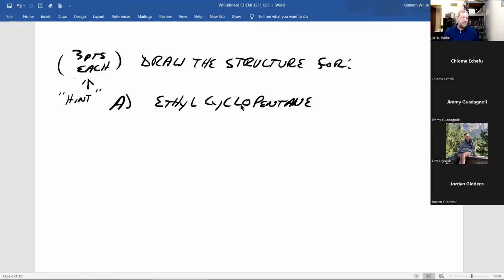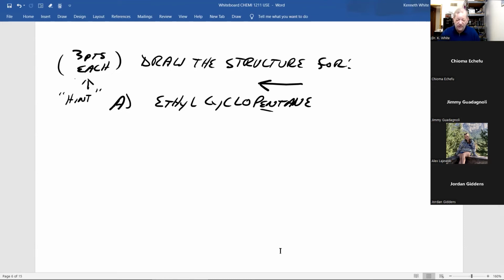And the question is 3 points each. Draw the structure for ethyl cyclopentane. And by the way, on my tests, I type these, I don't handwrite them. So how do you do this? Well, like all organic chemistry molecule names, you start from the right and move to the left. And the first one we say is pentane.